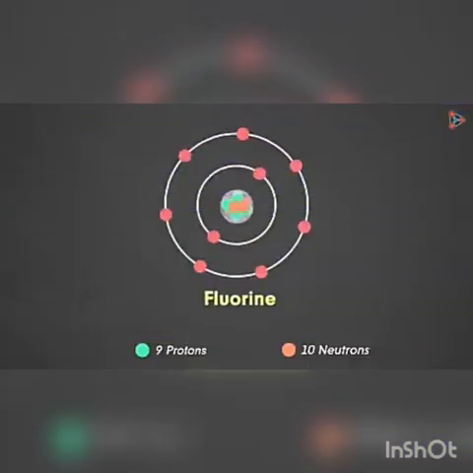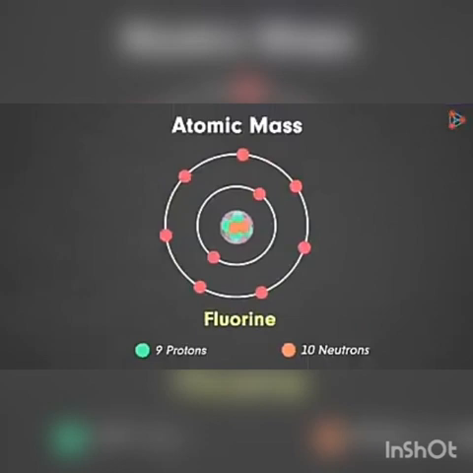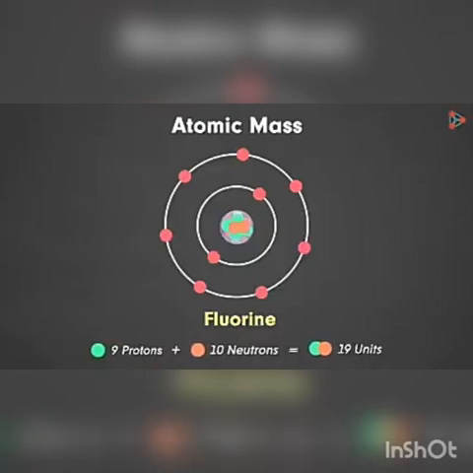So coming back to the atomic mass of fluorine, we have 9 protons and 10 neutrons. That means the total would give us 19. So can we say that the atomic mass of fluorine is 19 units?